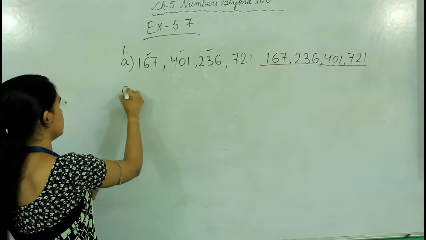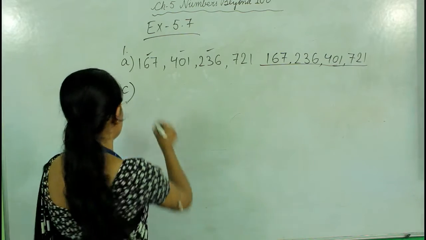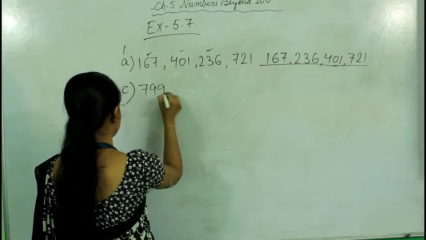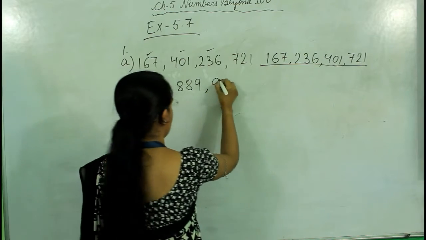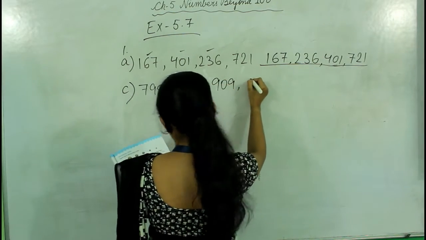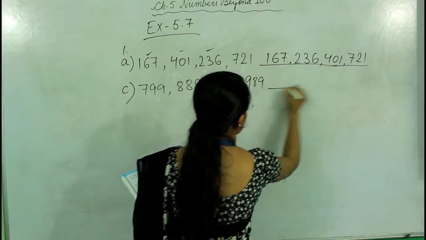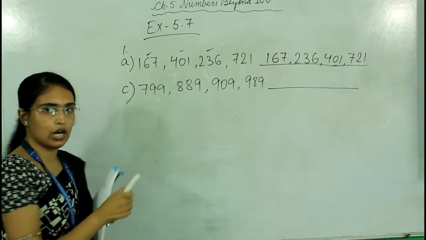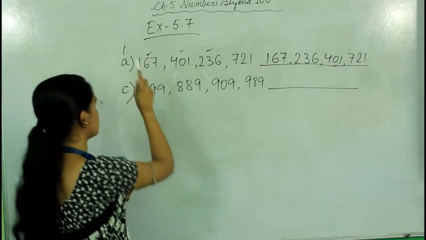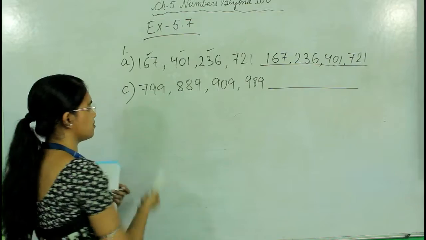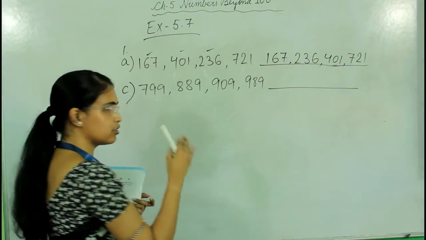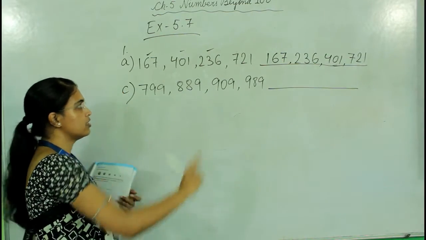Now question number C. 799, 889, 909, and 989. So as I told you, first check the 100 place, then check the tens place, then check the ones place. Okay? And according to that, you have to arrange these numbers.